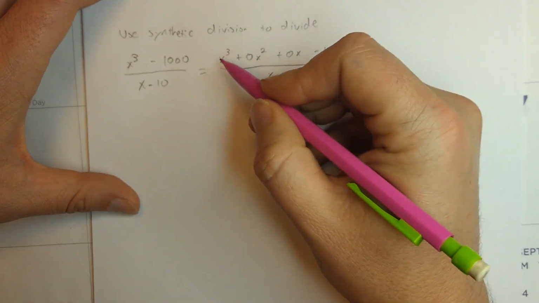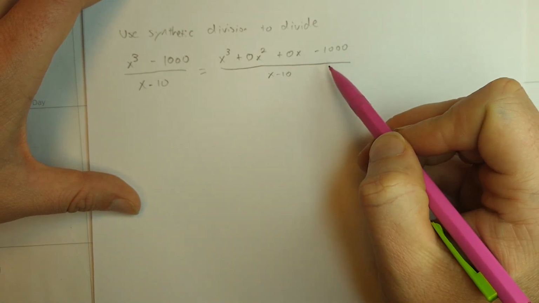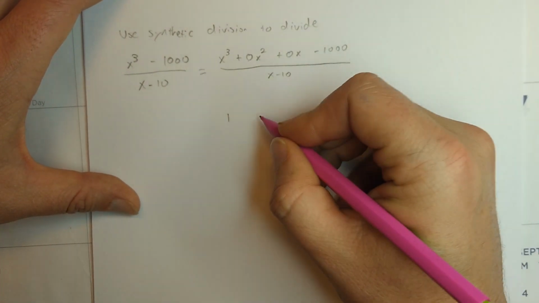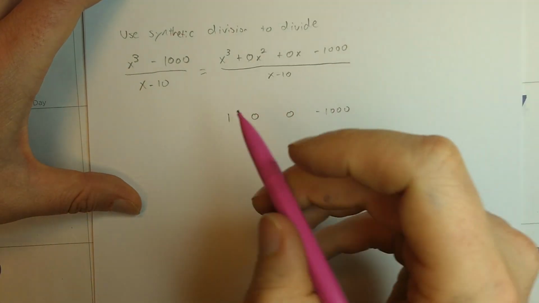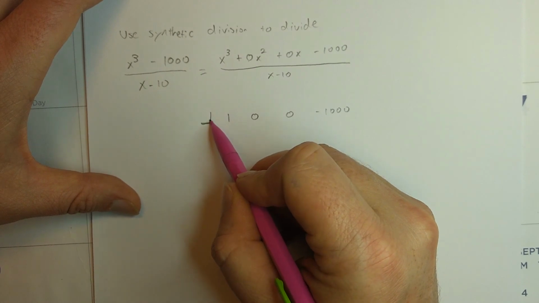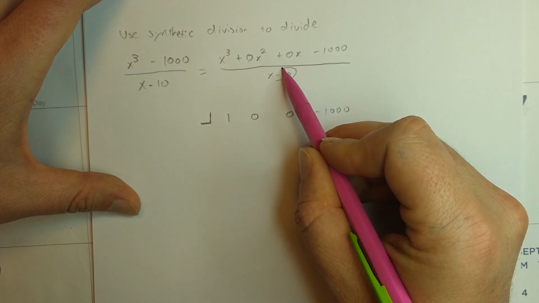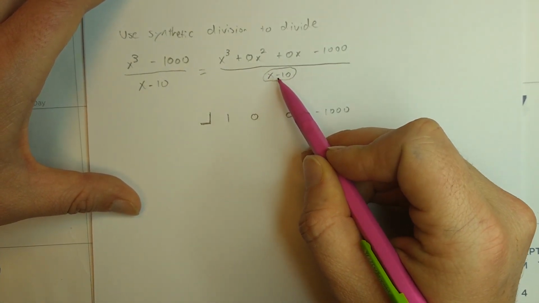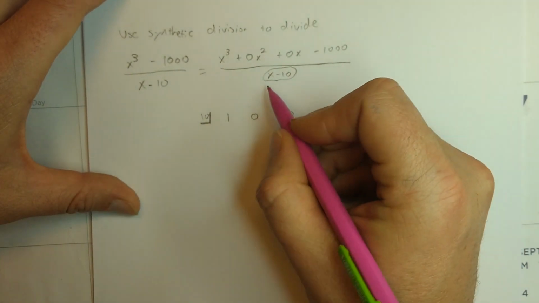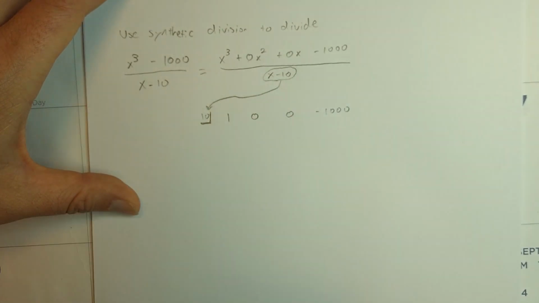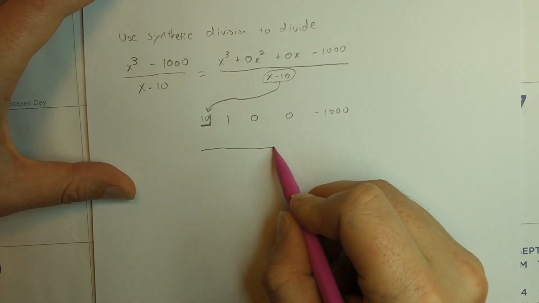We're going to take our coefficients, so we take our first coefficient of 1 and then a 0, another 0, and a minus 1,000, and we write those coefficients down. Okay, then over in this little box, I'm going to take the number part of this binomial that we're dividing by. So we're dividing by x minus 10. I'm only interested in that negative 10, but I change that sign to a positive 10. And then we proceed with synthetic division as usual.